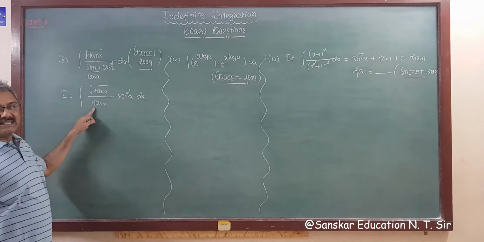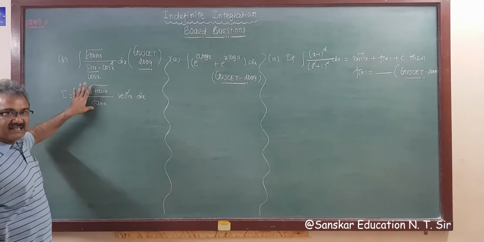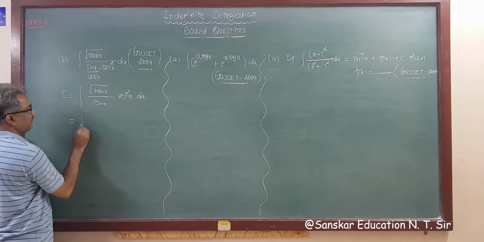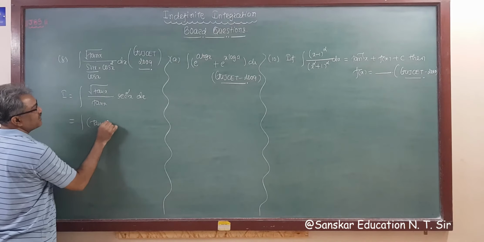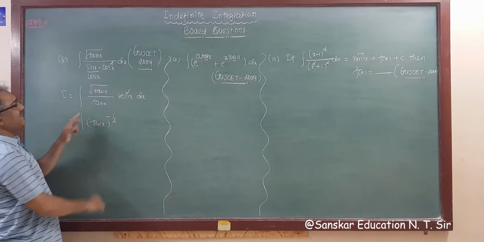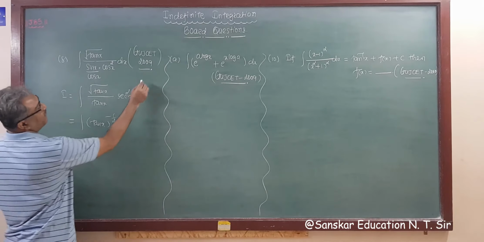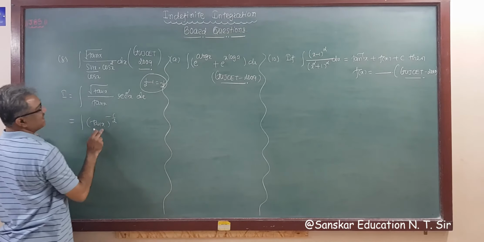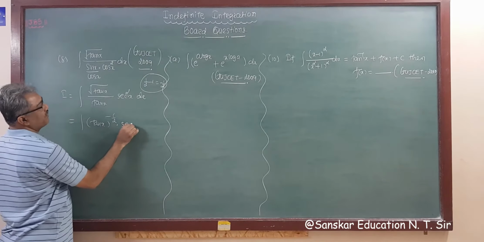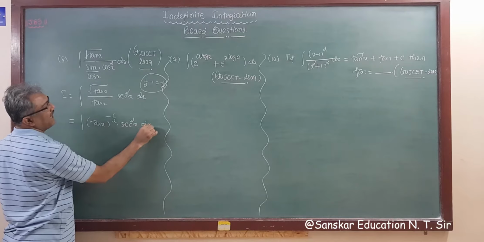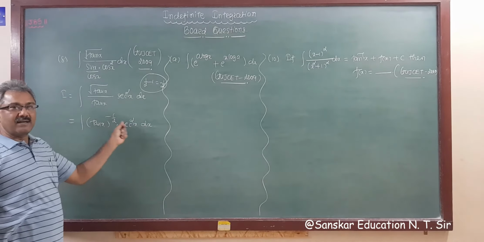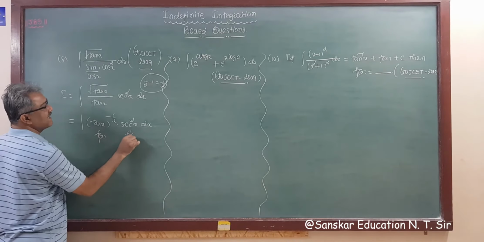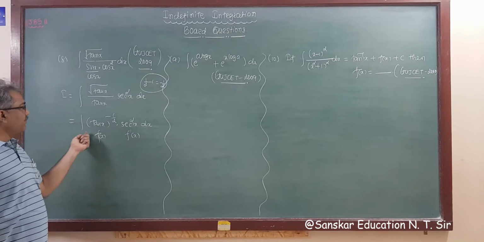Now this is root tan x upon tan x, right? So this becomes 1 upon root tan x, and 1 upon root tan x means tan x raised to minus half. Otherwise, take tan x to the numerator: half minus 1 is minus half. So the power of tan x is minus half, into sec square x dx. This is f(x), and the derivative of tan x is sec square x, so this is f dash x. The derivative of this is sec square x.